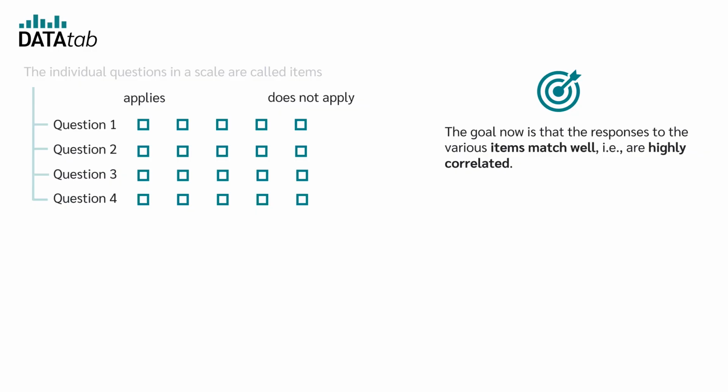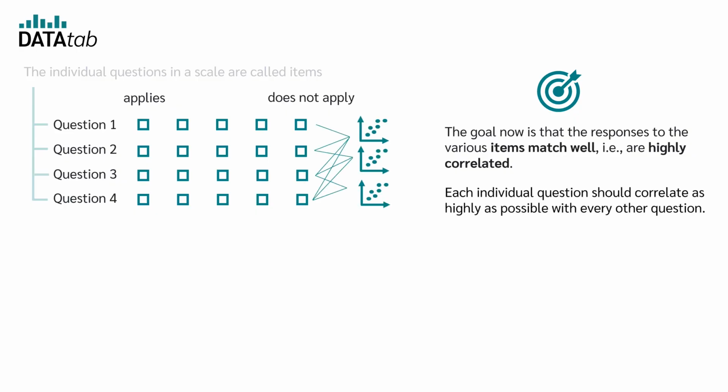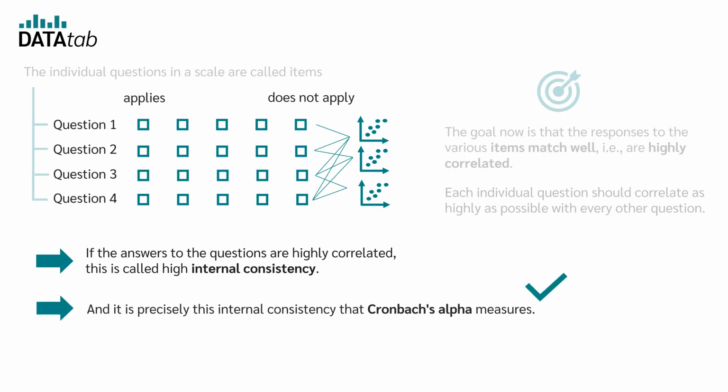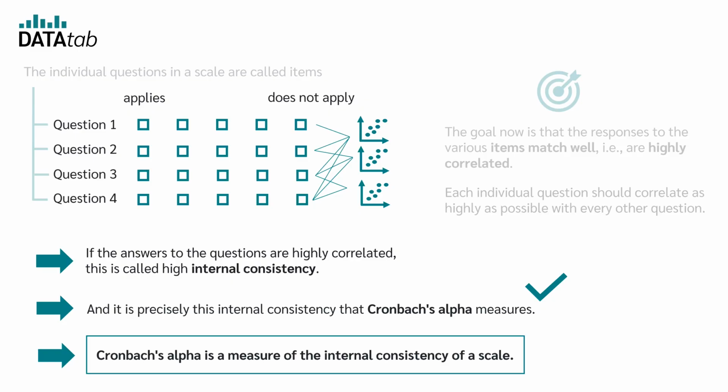The goal now is that the responses to the various items match well. So for example, they should be highly correlated. Each individual question should correlate as highly as possible with every other question. If the answers to the questions are highly correlated, this is called a high internal consistency. And now we have finally arrived at the Cronbach's alpha. And it is precisely this internal consistency that Cronbach's alpha measures. So we can say that Cronbach's alpha is a measure of the internal consistency of a scale.